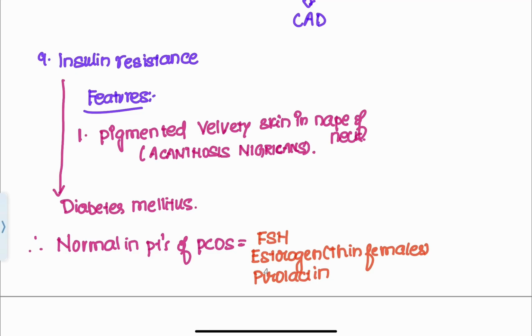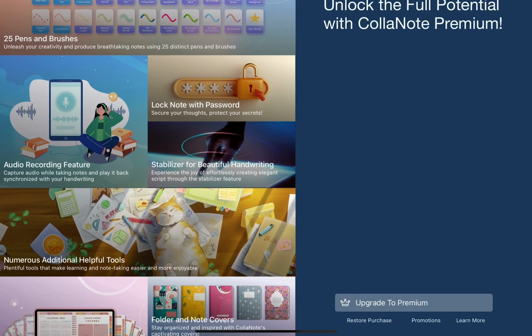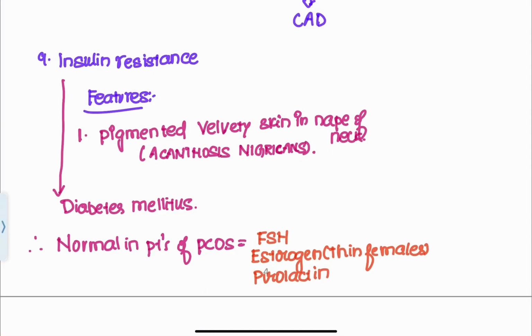And then the most important feature is that in patients of PCOS, there is insulin resistance. What is insulin resistance? The patient is actually resistant to insulin. So there is an increased amount of insulin being produced in that patient. The increased amount of insulin will also lead to obesity in that patient as well. So the patient is going to be obese and there is going to be insulin resistance.